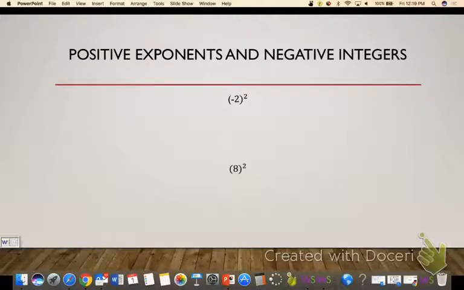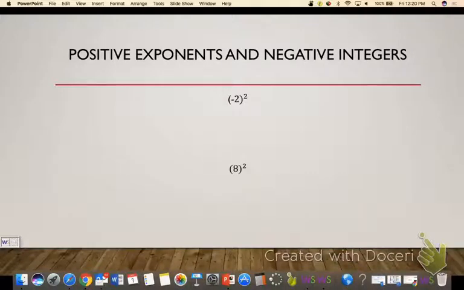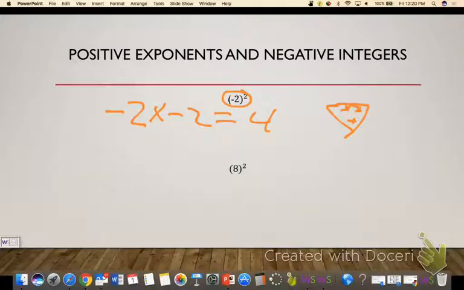Okay, next questions. For positive exponents with negative integers, the first question is negative 2 to the second power. Since the 2 is in parentheses, we bring negative 2 times negative 2, which equals 4, which is 2 times 2. But we have to figure out whether it's negative or positive. So, Mr. Multiplication from the book: there are 2 negatives, so you cross out one, cross out the other. That leaves you with the positive, so it's positive 4.